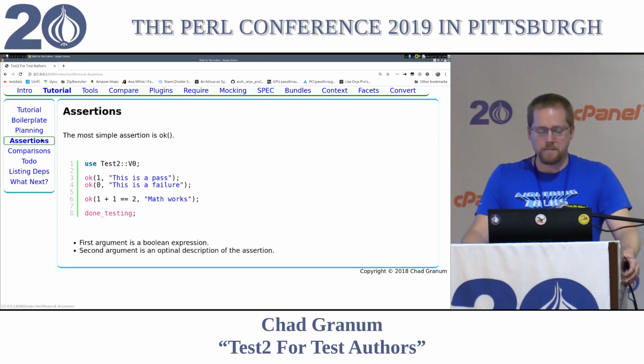Assertions. This is the meat of testing. Just like with Test::More, you get ok as your very simple, okay, this is true, or uh-oh, this is false. That means it's a failure.